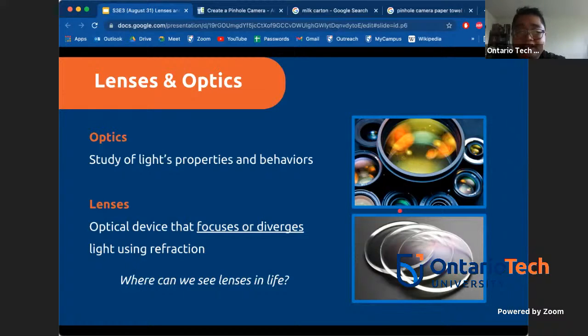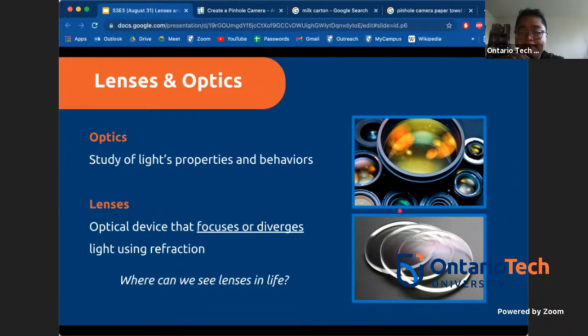And in optics, scientists ask questions such as, why is the sky blue? Why do magnifying glasses make things look bigger when you point them at an object? And how do lasers work? All optical scientists work in that area. And one of the things that they look at is lenses.